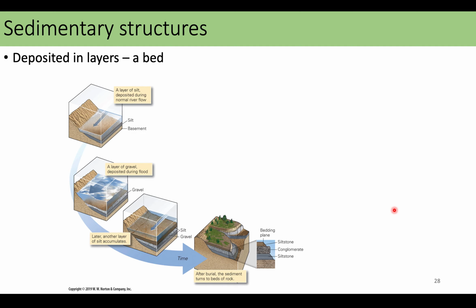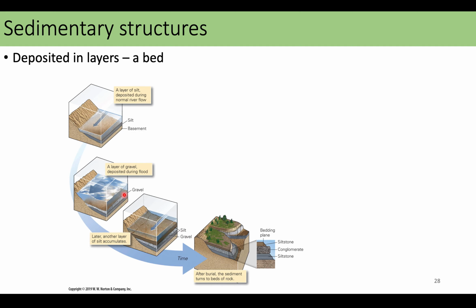It's deposited in layers, always on the surface of the earth, flat layers. We call them beds. So when we talk about the different sedimentary beds, we are referring to the different sedimentary layers. Here, for example, at the starting figure, we have a layer of silt that will be deposited during a normal river flow. So here we have a layer of silt accumulating.